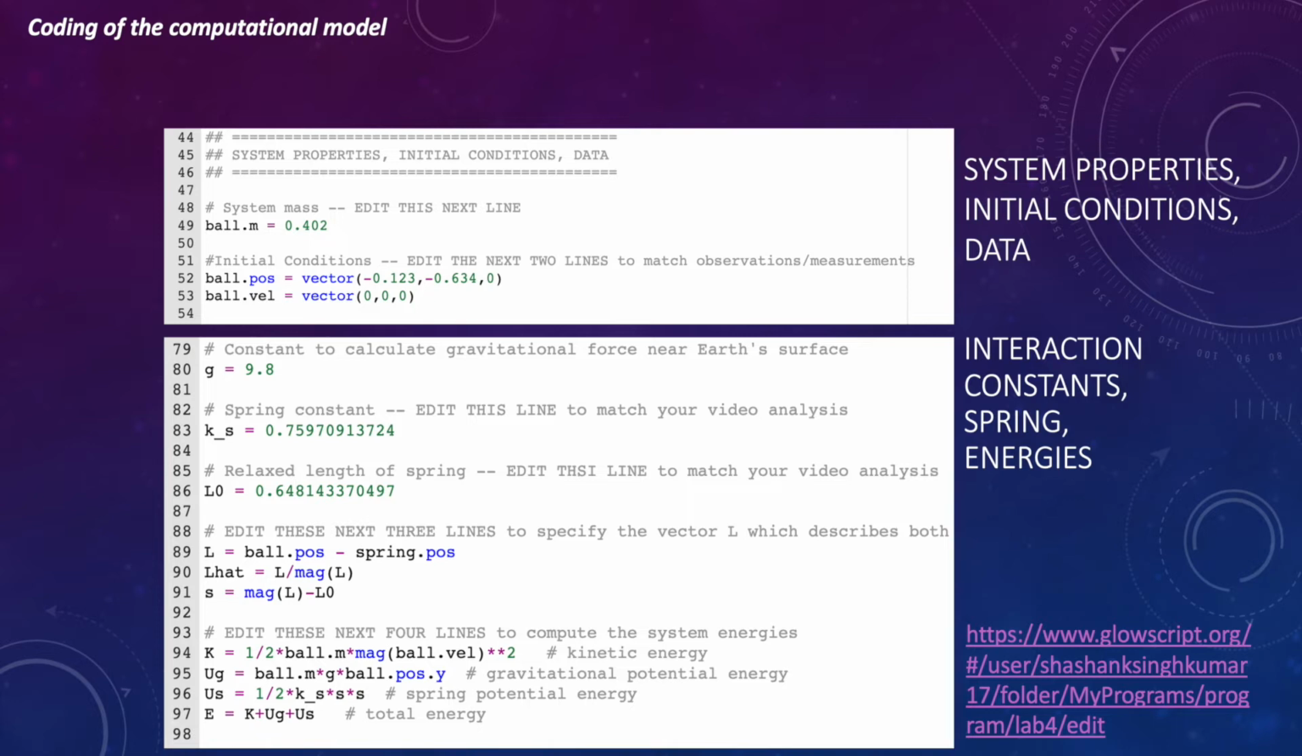The vector L was given the formula L is equal to the position of the ball minus the position of the spring, and L hat was L divided by the magnitude of L as the unit vector. s was equated to magnitude of L minus L naught. The formulas for the energies from the previous slide have been used in lines 94 to 97 in order to create the formulas for energy in the GlowScript code.